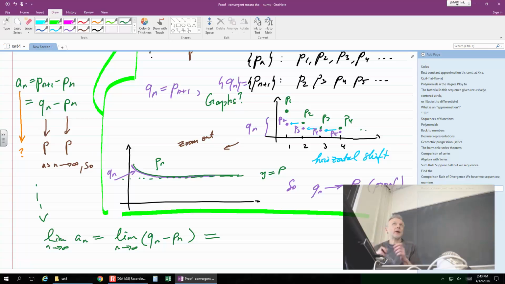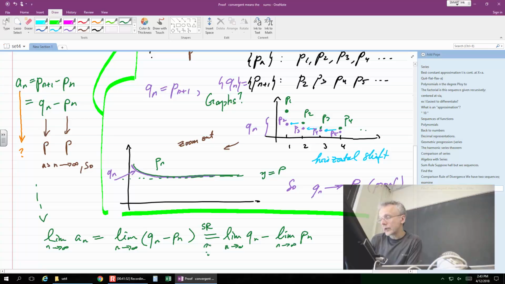We are speaking here entirely of sequences, not of series. So what do we know about limits? The limit of a difference of two sequences is equal to the difference of the limits. Right, so in other words, it is the sum rule of limits: limit of qn minus limit of pn, and this transition has to be justified. It is justifiable because both sequences converge. That's why the sum rule is applicable.